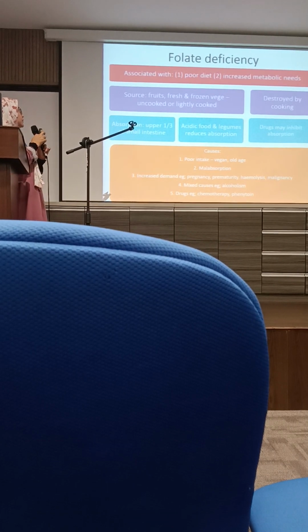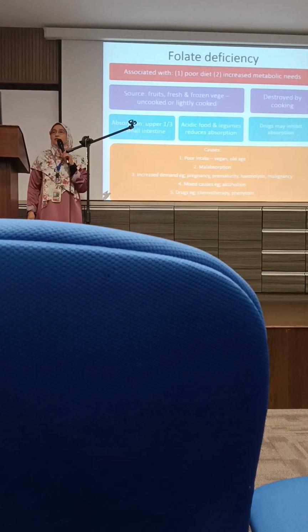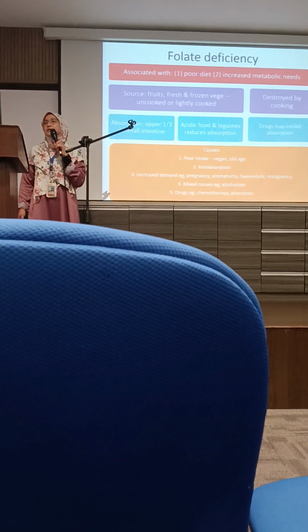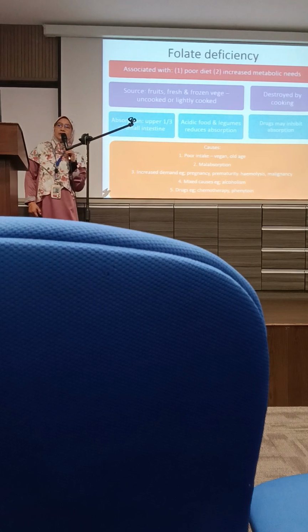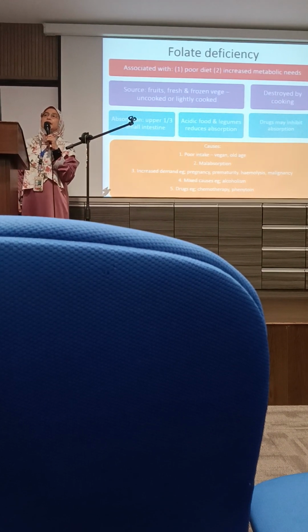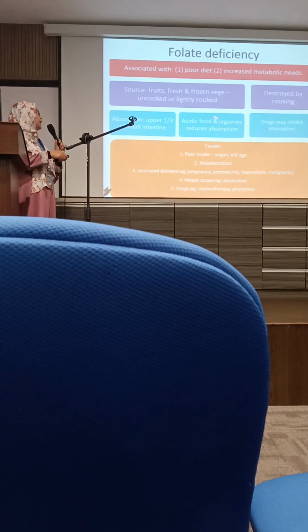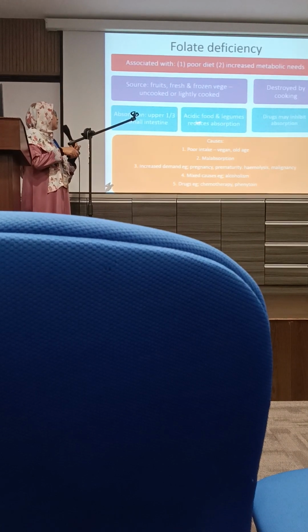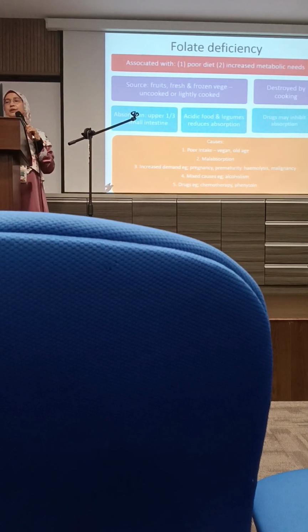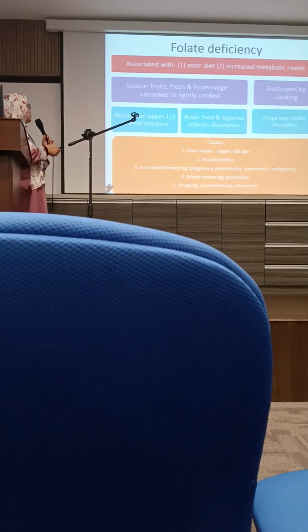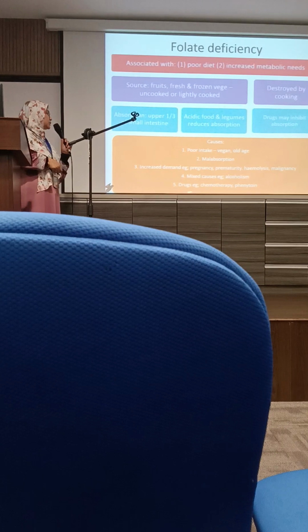Okay, now the cause can be folate deficiency, which is associated with poor diet and increased metabolic needs. The source of folate is fruits and also vegetables, and they should be uncooked or lightly cooked. So it's good to eat ulam, which is high in folate, as it is destroyed by cooking. The absorption is in the first third of the small intestine. If you take this food together with acidic food and legumes, it will reduce the absorption. Some drugs may also inhibit the absorption. The causes of deficiency can be poor intake, malabsorption, increased demand, mixed causes, and also some drugs.